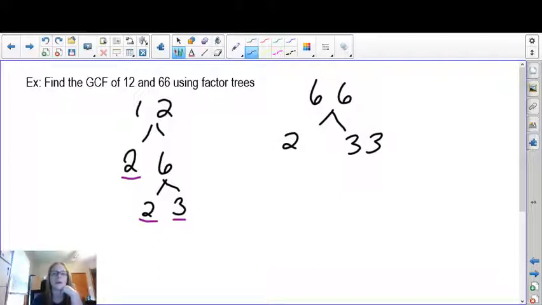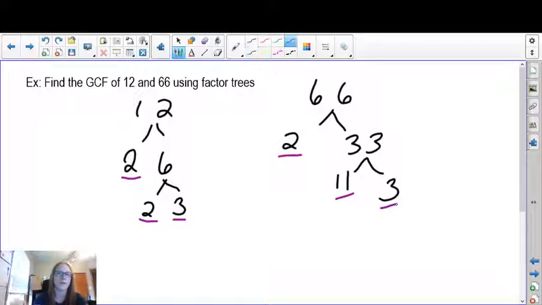Now, 2 we already have discussed as prime. We've seen that a few times, but 33. It seems like it might be prime, but it's actually not. 33 can break down into 11 and 3. And again, those two numbers are prime themselves.